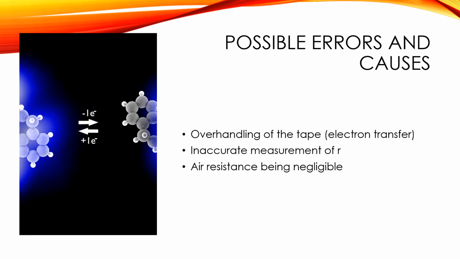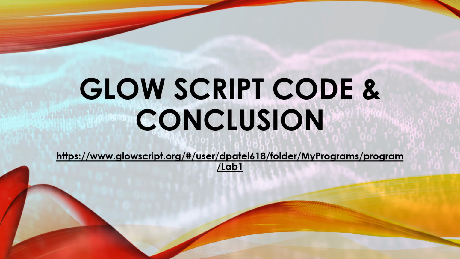Some possible errors could have occurred from mishandling of tape, as explained in the last slide, the negligence of air resistance, and inaccurately reading measurements of the tape dimensions or the distance between tapes A and B during the experiment. Finally, this is my Go script code and conclusion.